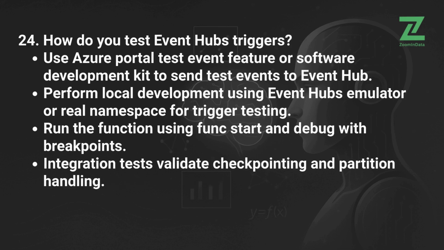24. How do you test Event Hub's triggers? Use Azure Portal Test Event feature or Software Development Kit to send test events to Event Hub. Perform local development using Event Hub's emulator or real namespace for trigger testing. Run the function using func start and debug with breakpoints. Integration tests validate checkpointing and partition handling.